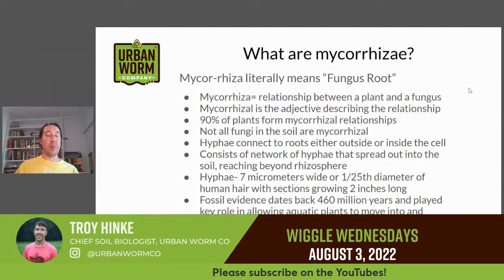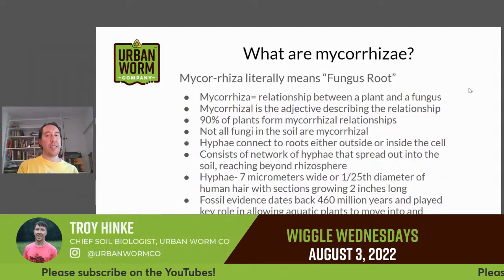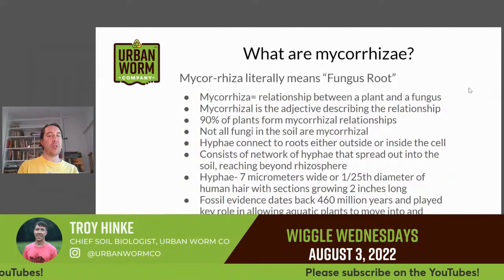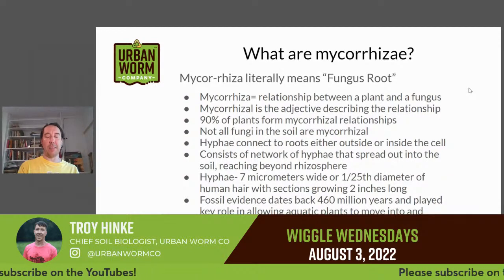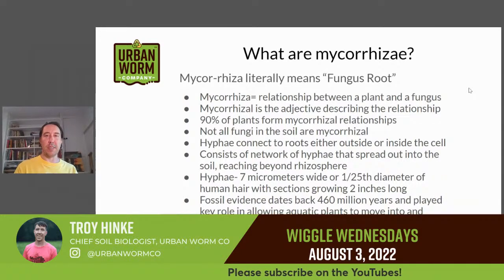There's been fossil evidence that dates back over 460 million years that mycorrhizae played a key role in allowing aquatic plants to move into and survive land habitats. So everything used to be water-based, and life started to move onto land, and mycorrhizae played a key role in this.